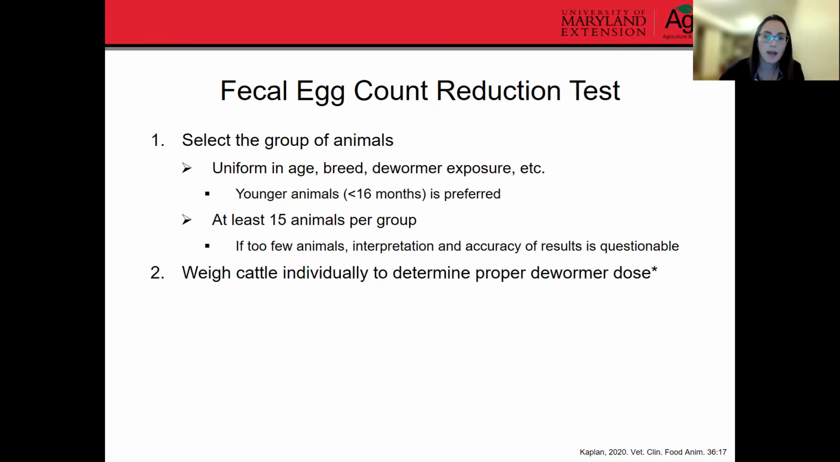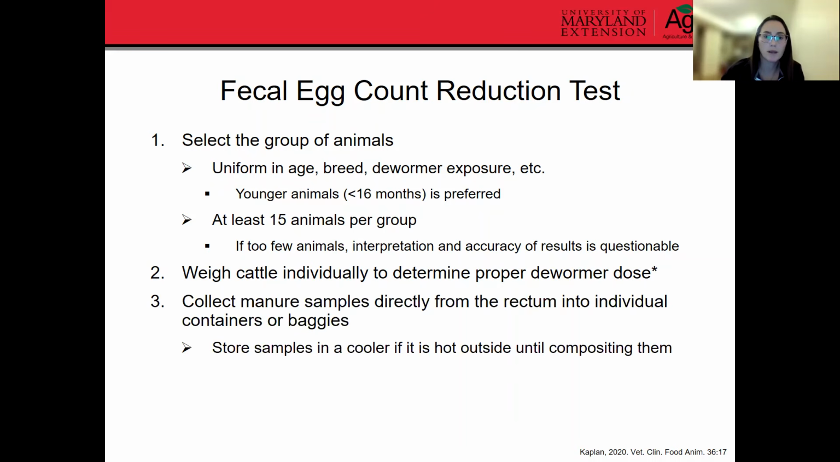It's important to weigh the cattle individually to determine their proper dewormer dose. So that's our next step after we select our animals. And then we would administer the dewormer to the animals and then collect the manure samples directly from the animals while they're in the chute, or however they're restrained to administer the dewormer. Collect the manure samples directly from the rectum and then store the samples in a relatively climate controlled cooler or something like that, especially if it's hot outside.